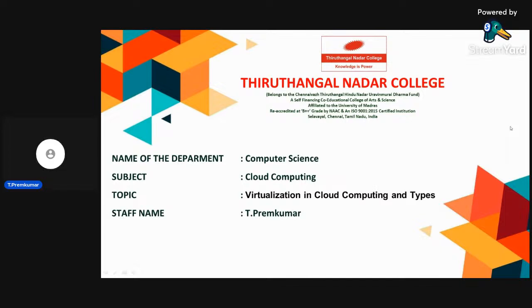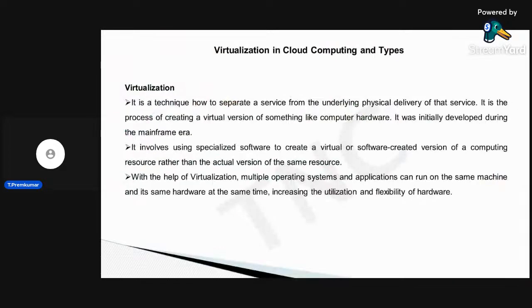Today, we will discuss about the virtualization in cloud computing and its types. So, we'll see about what is meant by virtualization. The virtualization is a technique to separate a service from the underlying physical delivery of that service.